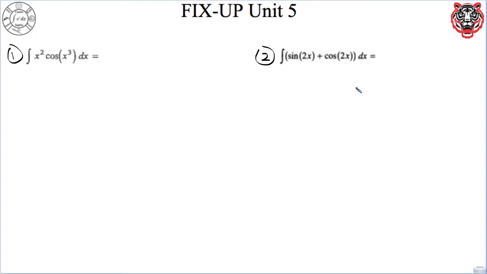This is AP Calculus. This is Unit 5, Fix-Up Solutions. Let's go through these one by one. For number 1, you see that what house are we in? We are in trig house because we have this trig function here, which means we need to look at this u. When we take the derivative of u, that's going to be 3x squared.